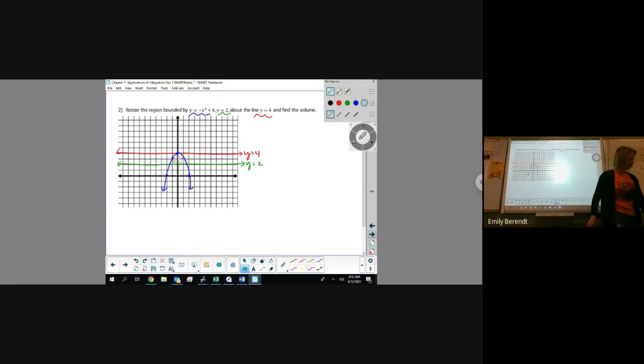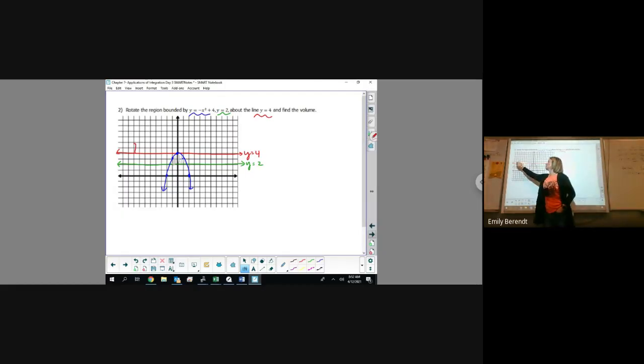So they changed the problem ever so slightly on this one, and instead of rotating it around y equals 2, we are rotating it around y equals 4. So when you rotate it, it's kind of gonna look like an hourglass. And you flip it up, start spinning it around y equals 4.